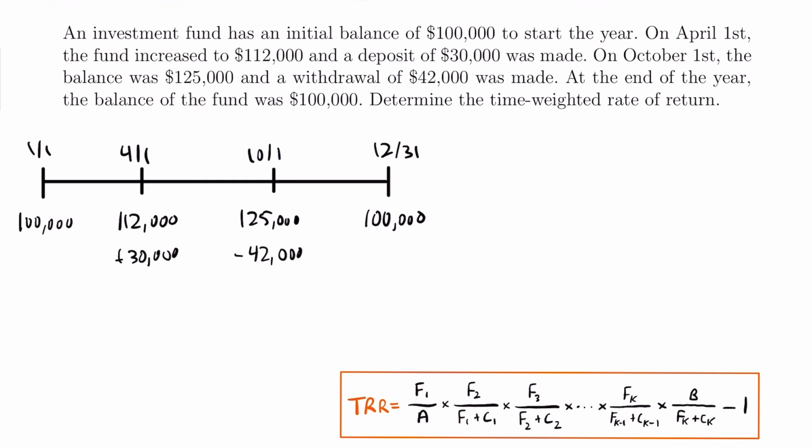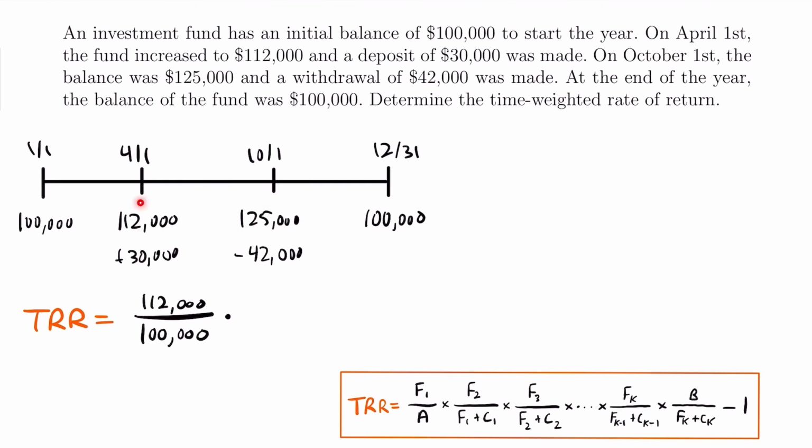The first thing that you want to do to set up the equation is look at your first reported balance of the account. Not the initial balance, the first reported balance of the account for that year. You're going to have that the time-weighted rate of return is equal to that balance of $112,000 divided by the initial balance, the previous balance, right? So we're going to write $100,000. And then we're going to multiply that by the next reported balance for the account, which is $125,000, right?